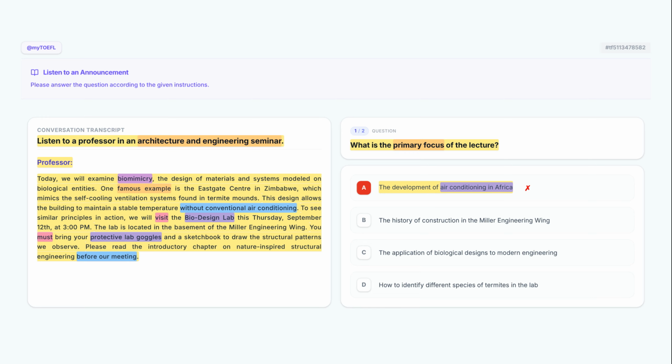Now, let's check option B. The history of construction in the Miller Engineering Wing. Although the Miller Engineering Wing is mentioned as the location, the lecture isn't about its history of construction.